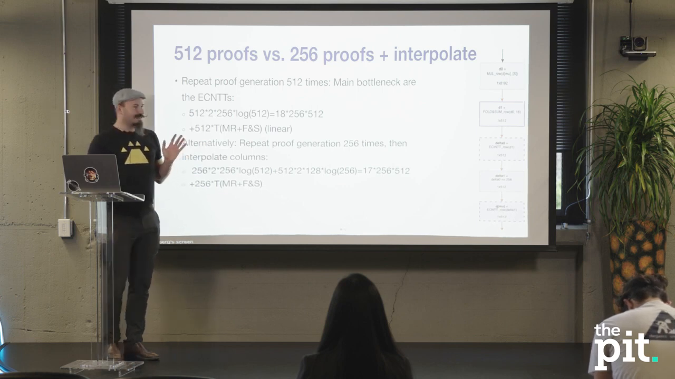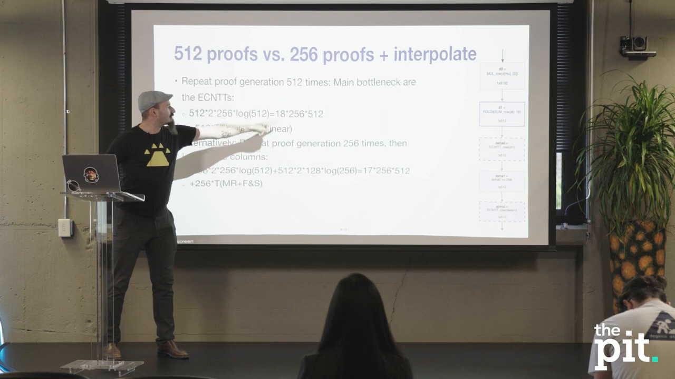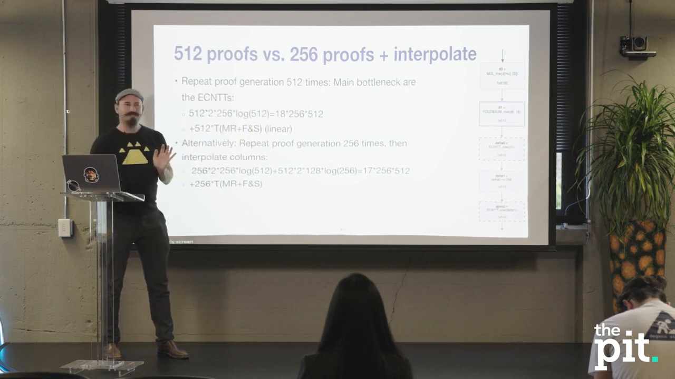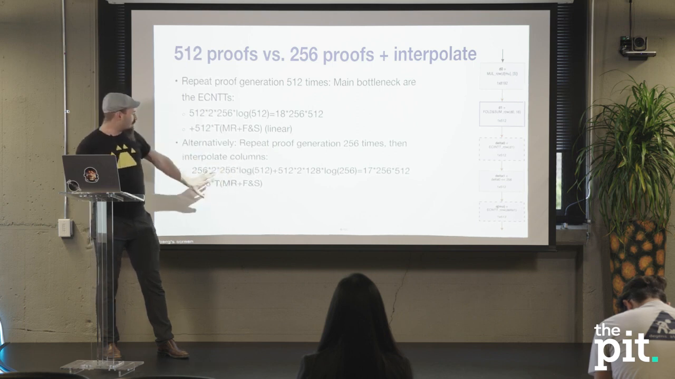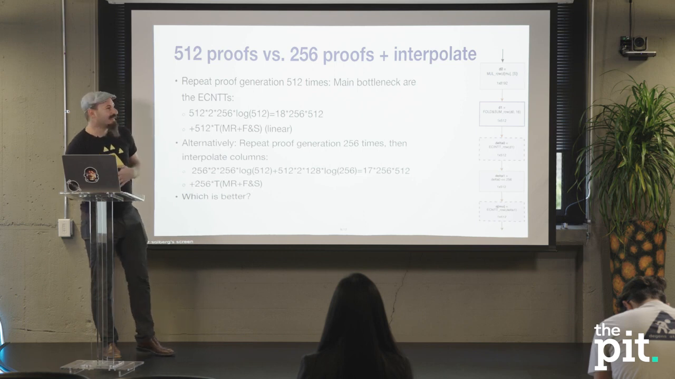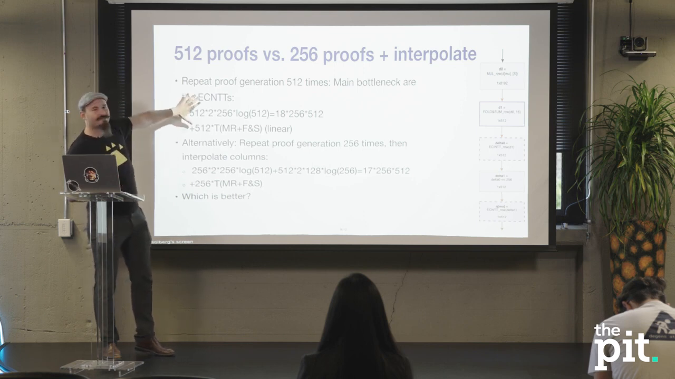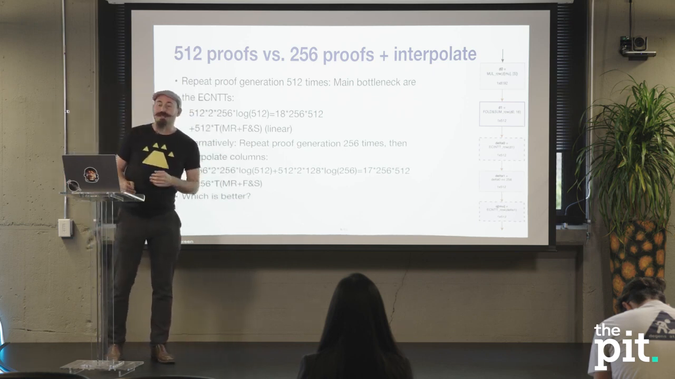If you haven't, the idea is that we can do two things: either repeat the computation 512 times with these numbers of multiplications, or repeat it 256 times and interpolate and get these numbers. And it seems obvious which is faster, right? And the answer is this is faster. Okay, the one with the bigger numbers.